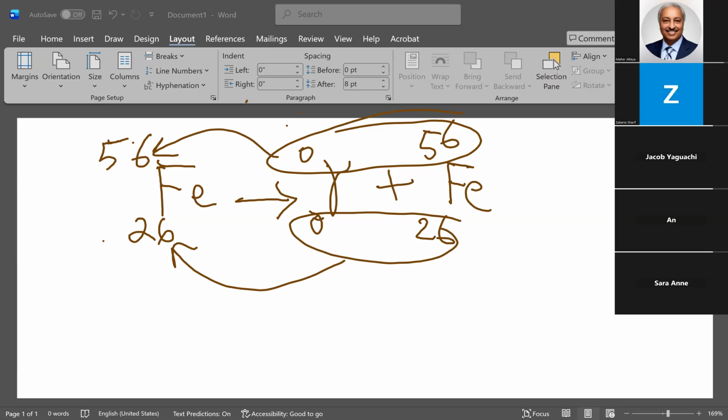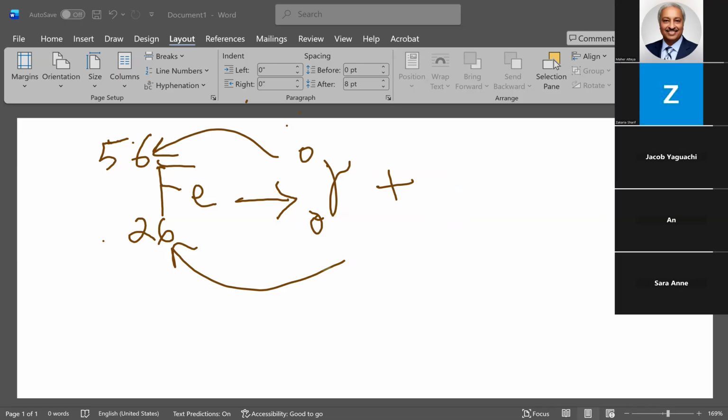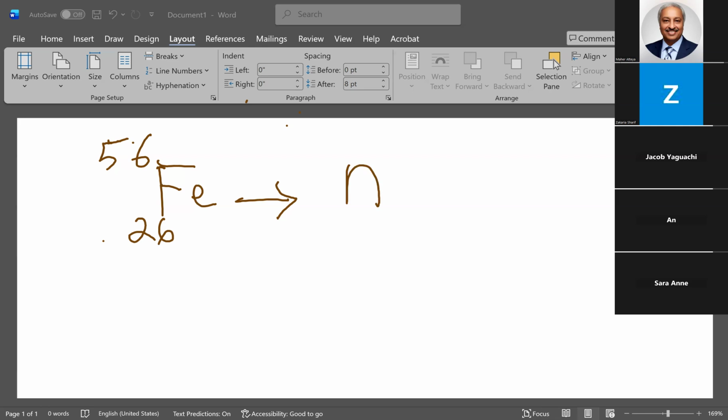Now let's change this and assume iron is giving away a neutron, correct? So it gives away a neutron. A neutron has atomic mass 1 and atomic number 0. So what will be the element coming out? Come on, guys, you know it. It's easy, not difficult.